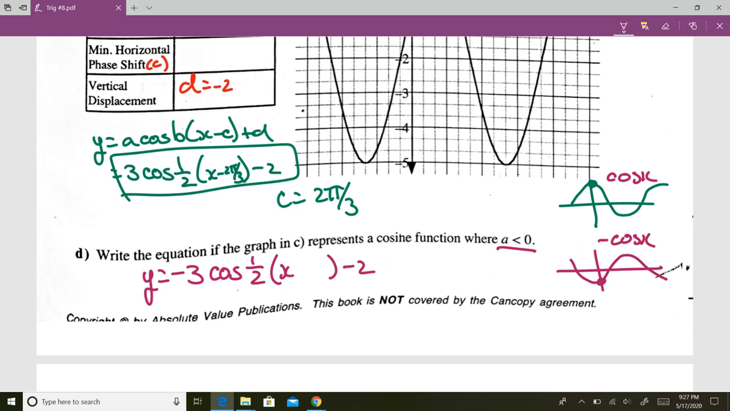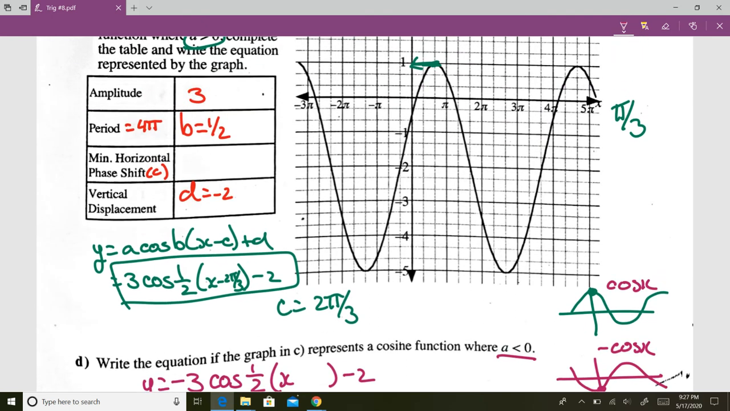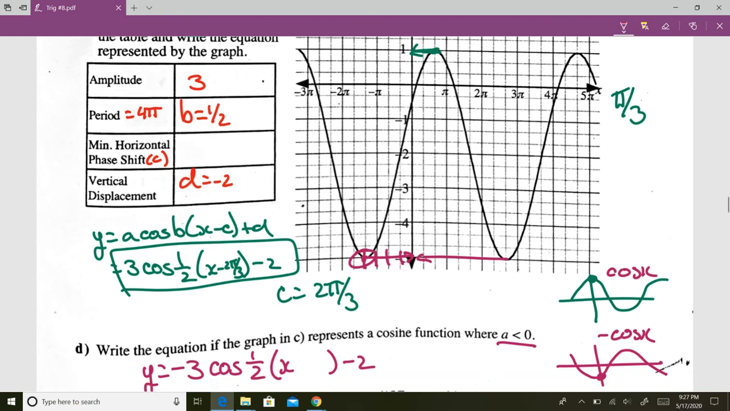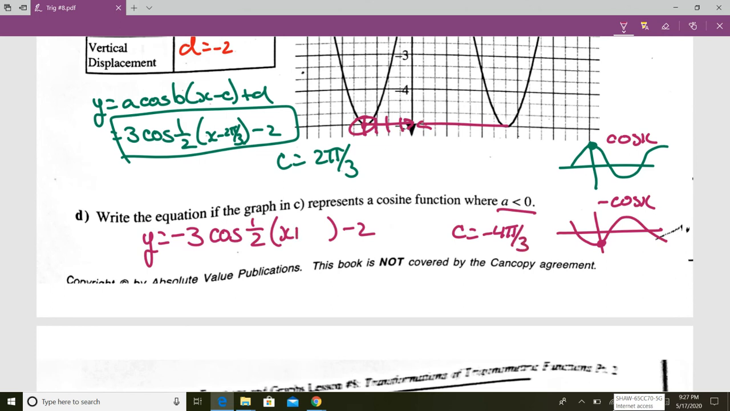And we have a minimum at the origin. So to find the phase shift, you don't look for the max, you look for the closest min. Obviously, this one is the closest. 1, 2, 3, 4 units to the right. So our c value is negative 4 pi over 3. When you put it in the equation, it becomes x minus 4 pi over 3.